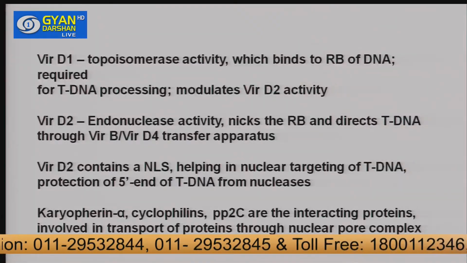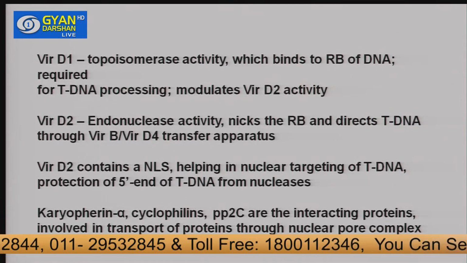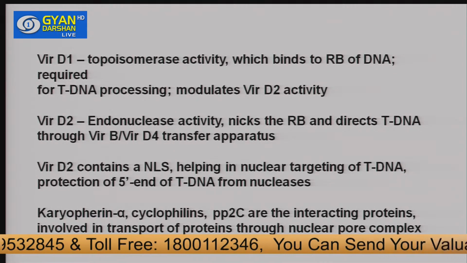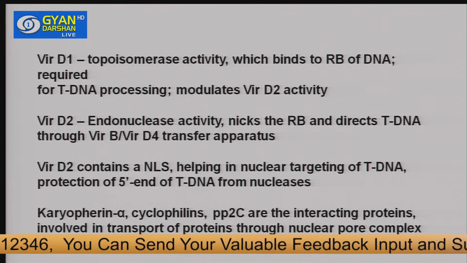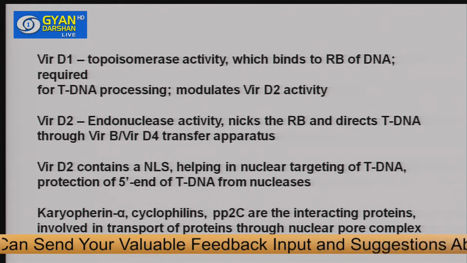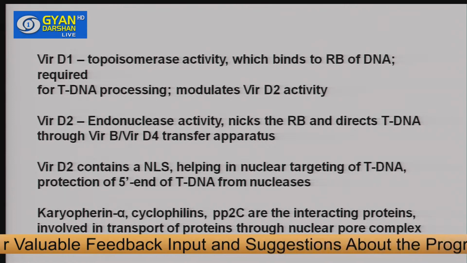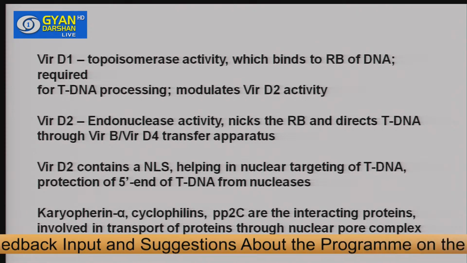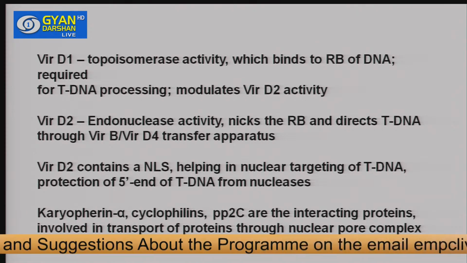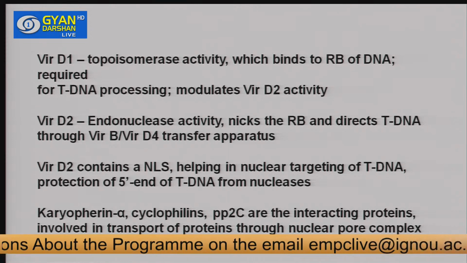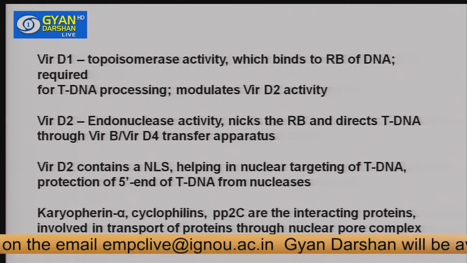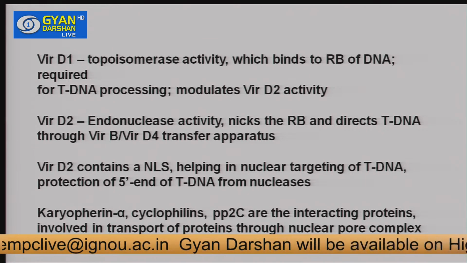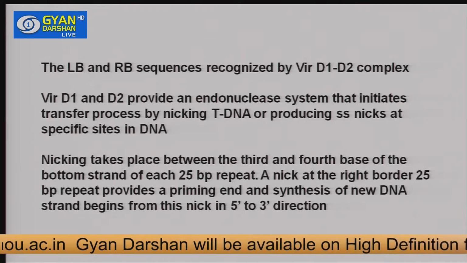But transformation through Agrobacterium is a nuclear transformation, meaning that the DNA will enter only into the nuclear genome, integrated into the nuclear genome, and for that some of the VIR genes are responsible, like VIR-D2. So VIR-D2 has a number of activities to play. Karyopherin alpha, cyclophilins, PP2Cs are the interacting proteins involved in the transfer of proteins through the nuclear pore complex.